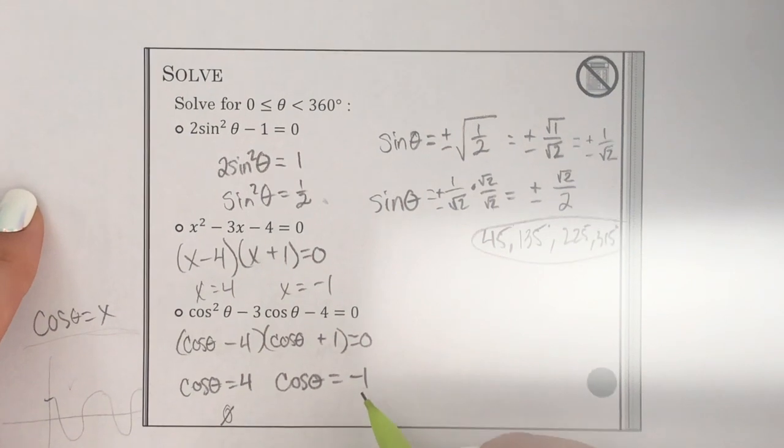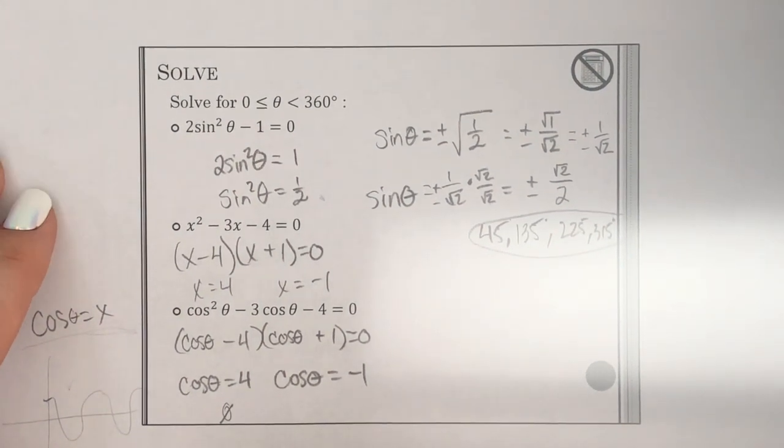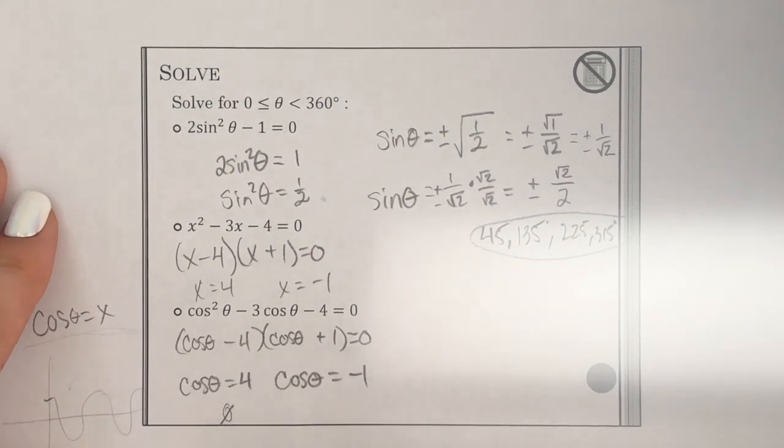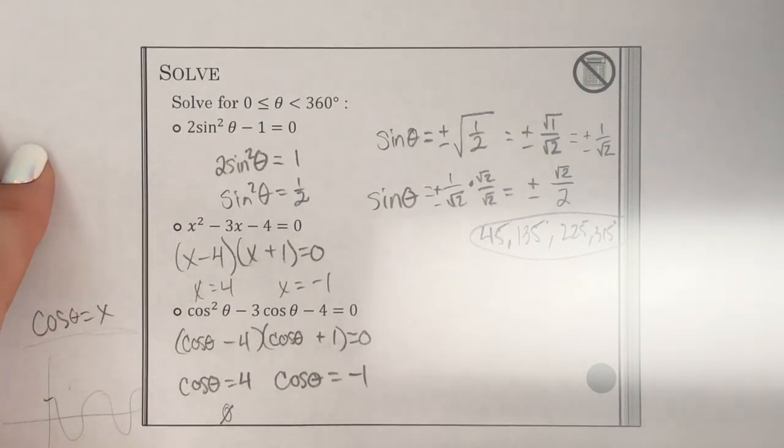So this is not one of our 30s, 45s, or 60s. This is not a reference angle type problem. It's not like root 3 over 2. It's not root 2 over 2. It's not a half. It's negative 1. So that means it's a quadrantal angle. This is my hint that the answer is going to be 0, 90, 180, 270, or some combination, actually not 360 because that's not included. So either 0, 90, 180, or 270, or some combination thereof. So go ahead, solve this problem out.